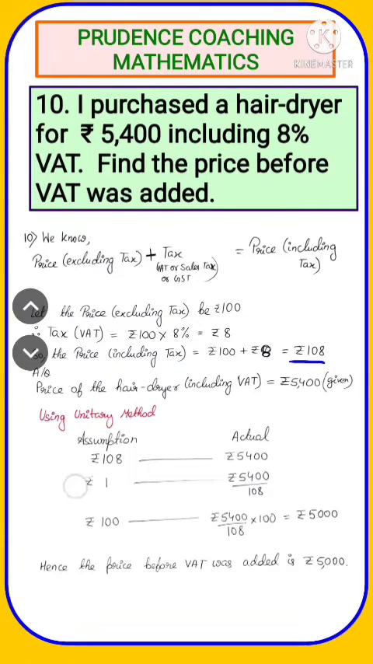Now we need to find out the value of 1 unit. So 108 is equals to this one. So 1 will be equals to 5400 divided by 108. Now we need to find out the value of price excluding tax, that is rupees 100 according to our assumption. So we will find out the actual value of 100. So actual value of 1 is here, that is rupees 5400 divided by 108. With it we need to multiply 100. So we will get our answer as rupees 5000. Hence the price before VAT was added is rupees 5000.